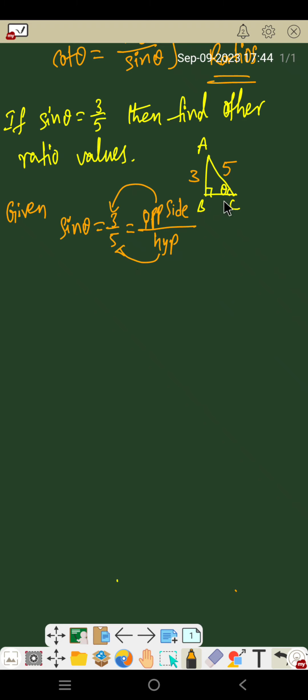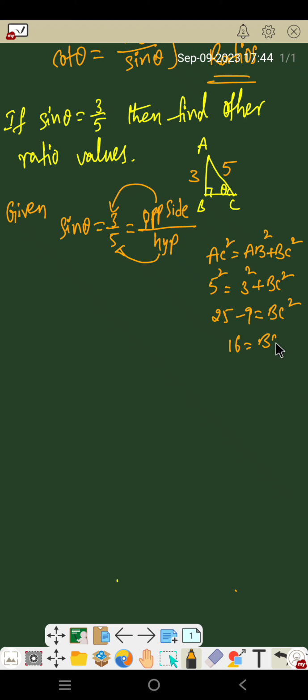Now, you should find the BC value first. BC is the adjacent side. We want adjacent to write the cos theta value, adjacent by hypotenuse. How can you find the adjacent value? By the Pythagoras theorem. Hypotenuse square is equal to side square plus side square, that means AC square is equal to AB square plus BC square. 5 square is equal to 3 square plus BC square. 25 minus 9 is equal to BC square. So 16 is equal to BC square, and BC is equal to root 16, which is 4. So BC value is 4. Now you know all 3 sides of the right angle triangle ABC.